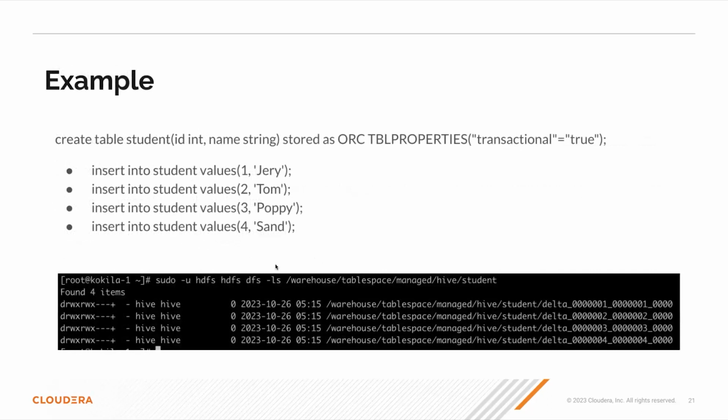This is an example of a manual compaction. I created a table with transactional true and inserted 4 rows, and each insert is a separate transaction. If you see this table here, we have 4 delta directories created, one for each transaction: 1, 2, 3, 4. If we had given multiple values in a single insert statement, we would have had only 1 delta file because it's happening in a single transaction.